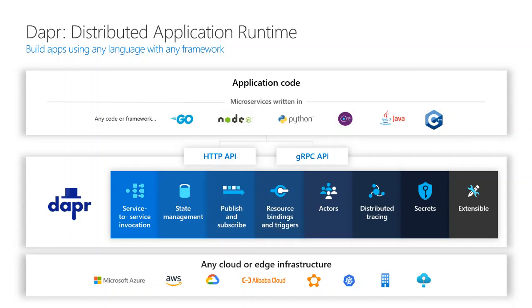If, for example, you want to invoke one service, you can go with the service to service invocation building block. If you wanted to store some state, you can go with state management. If you wanted to implement publish and subscribe model, you can use that publish and subscribe building block as well, right? And they communicate. So this is your application code. It could be on any framework or language: Golang, Node.js, Python, .NET Core, Java, Objective-C, whatever it is. You can communicate to this building block.